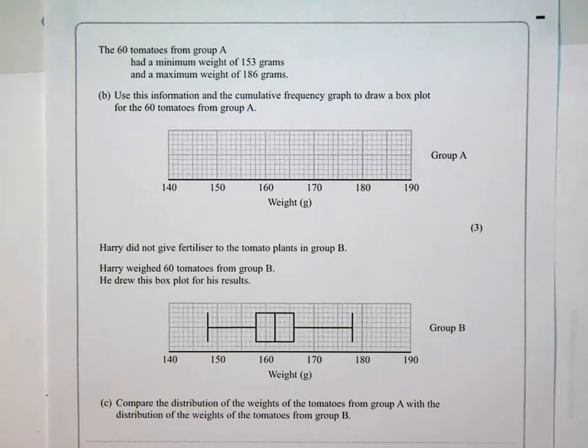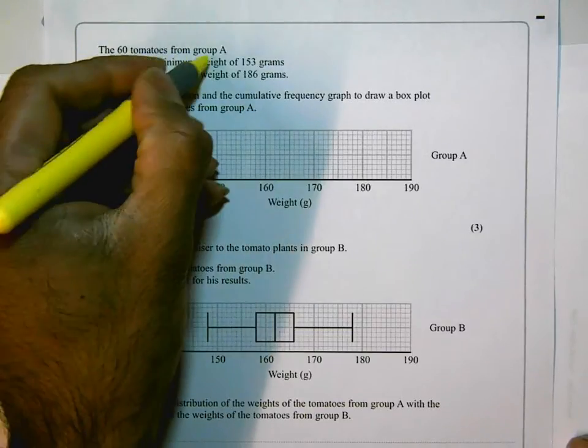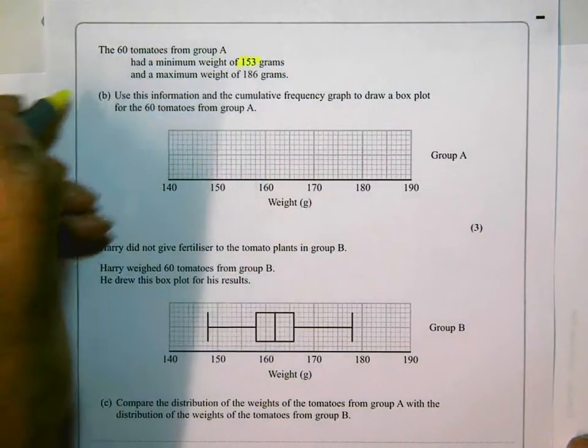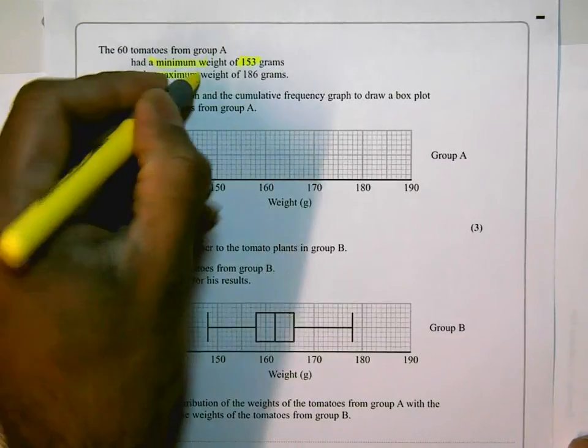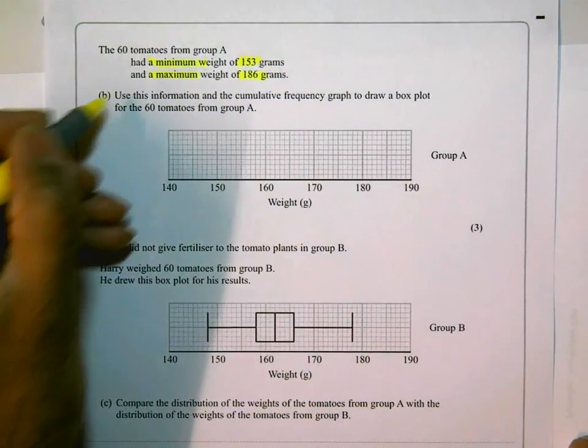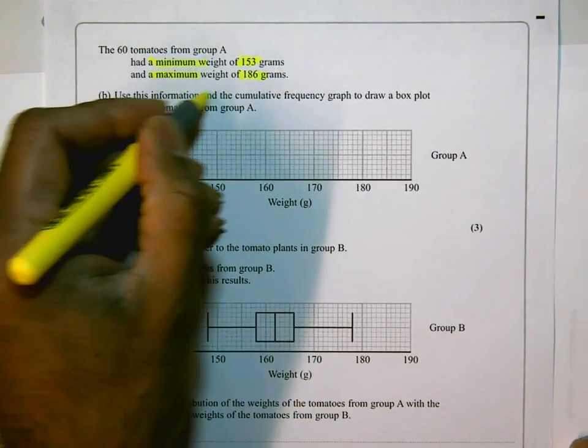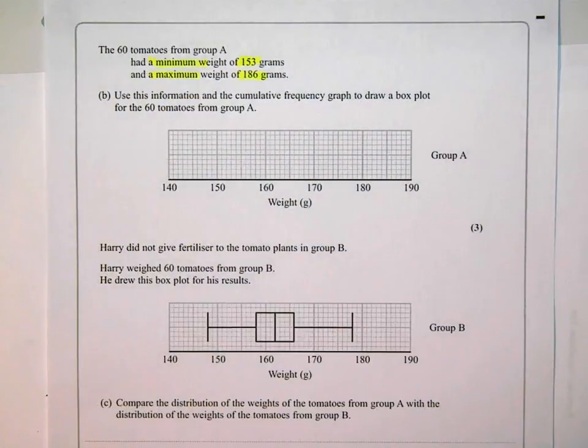Okay, this is part B. So on the next page, part B of the question says 60 tomatoes from Group A had a minimum weight of 153 grams and a maximum weight of 186 grams. Use the information and the cumulative frequency graph to draw a box plot. So you need to use that information that they've given you and the cumulative frequency graph.